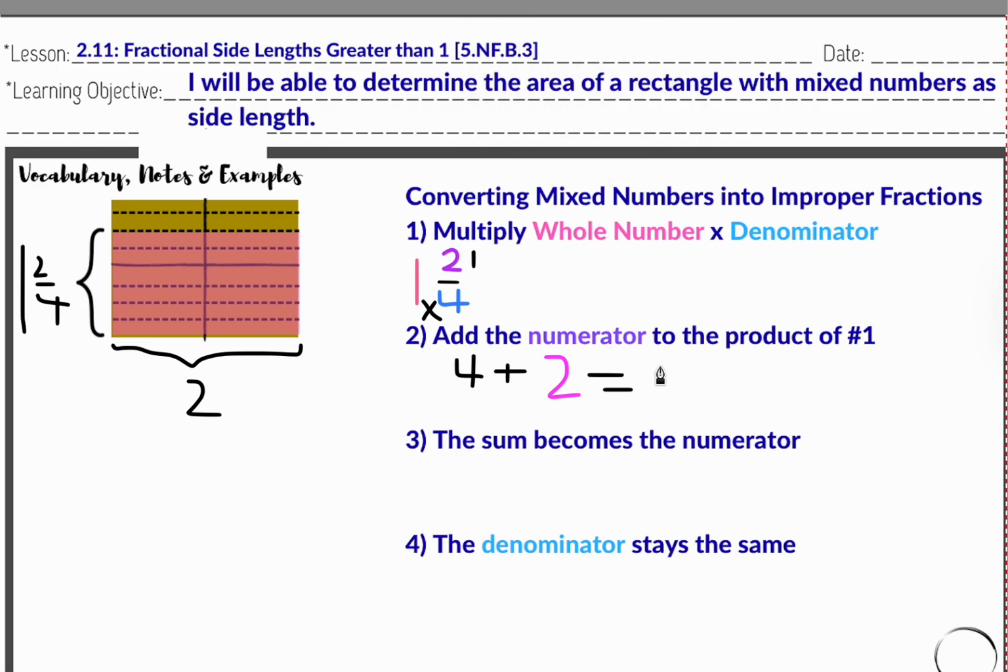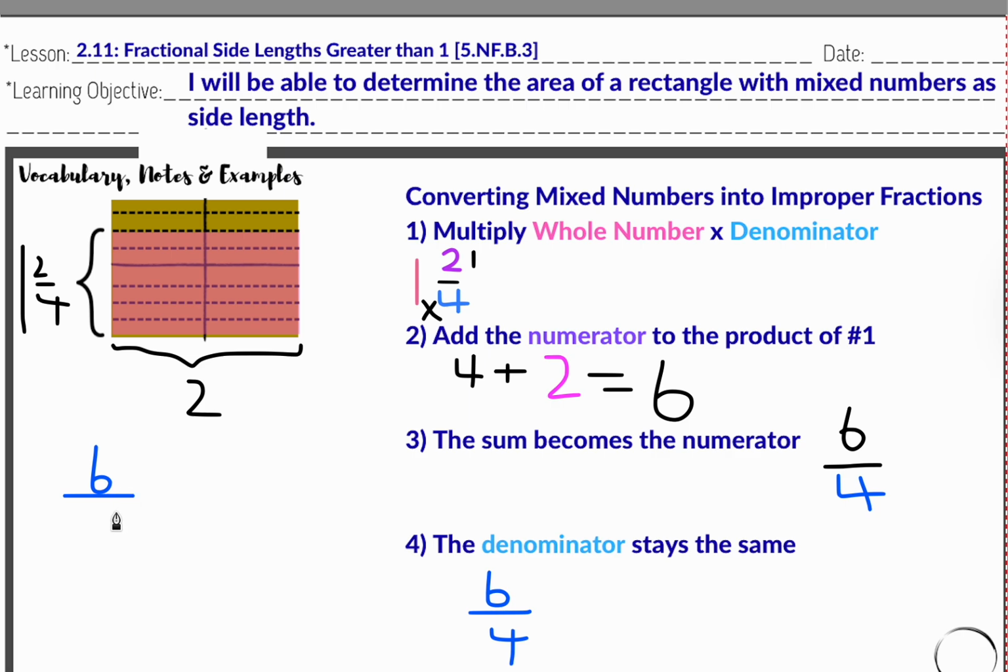So I'm adding the product of 1 times 4, which is 4, and then I'm adding the numerator, which is 2. So that gives me 6. This is going to become my new numerator to create the improper fraction. And then the denominator always stays the same because that tells you how big of a fraction it is, right? So how big each of those portions is. So basically this is my answer, 6/4. And we did it here by counting, right? So I know I have 1, 2, 3, 4, 5, 6 fourths. Now I can go back to my multiplication.